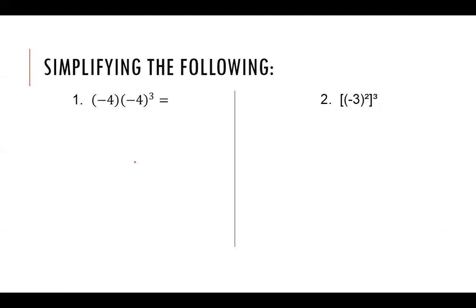All right. So what we're going to do is we're going to identify what rules we're following, and then we're going to apply those rules, and we're going to simplify. Capiche? So up first here, we have -4 times -4 to the third. What rule am I following here?